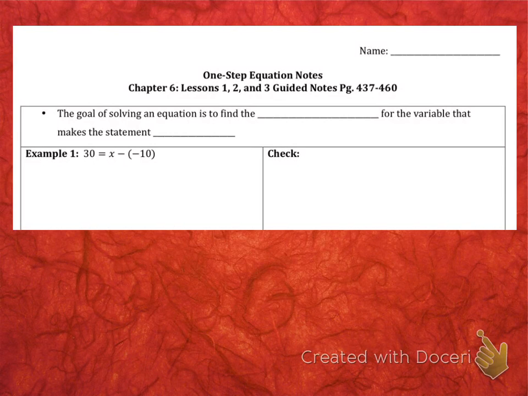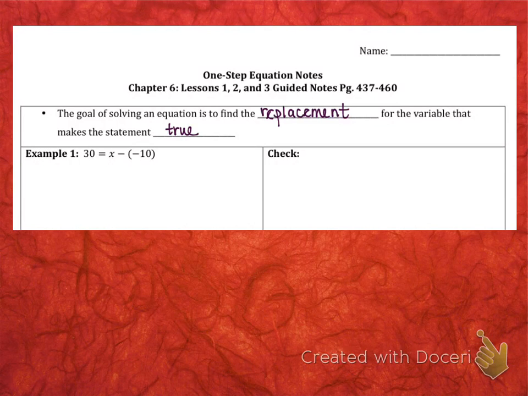We're going to start with what the goal of solving an equation is, and an equation has an equal sign and it'll look like example 1 there, where you've got variables, you've got numbers, and you've got two sides of the equation, two sides of the equal sign. The goal of everything that we're going to do today is to find the replacement for the variable that makes the statement true. We certainly don't want to find a value for the variable that does not work out.